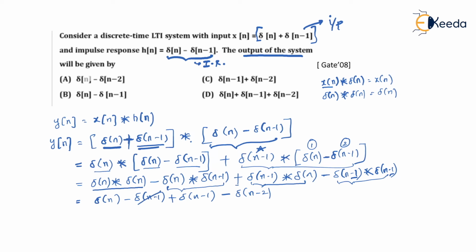If you observe carefully, this minus and this plus get cancelled. Now I can write the final y[n], right? Whatever remains, that is δ[n] minus δ[n-2]. Is that right? Now if you check it carefully, option A is the correct option. So it is quite easy. You can refer to this method, or I have another approach to tell you. So let us discuss the next approach.